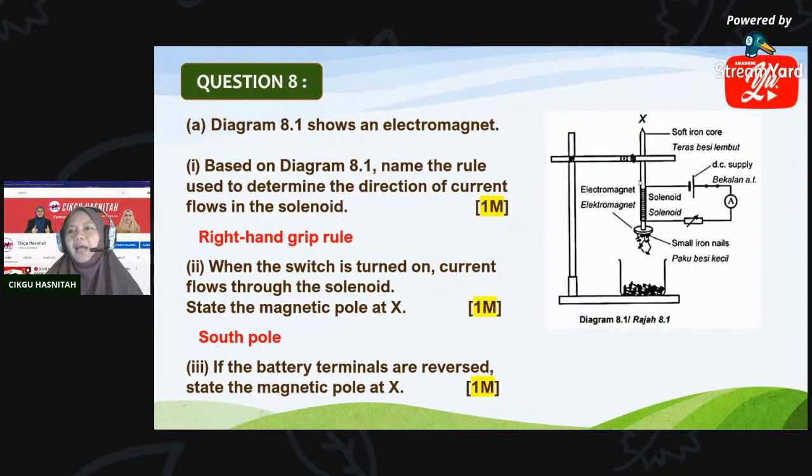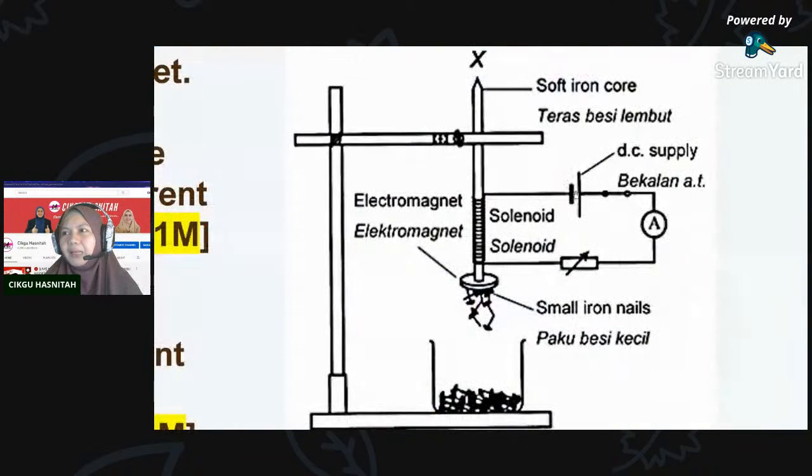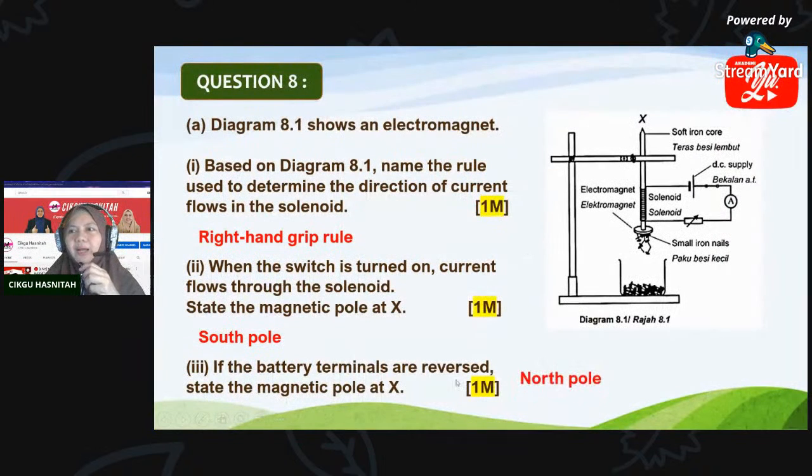Alright, and now question 3. The battery terminals are reversed. Now we reverse the terminals of the battery, which means the current now flows in this direction, anti-clockwise. So now we hold the solenoid. Our curled fingers are in anti-clockwise rotation, which means our thumb is now pointing upwards. Upwards is north. X is now north. So the answer is X is now north pole.